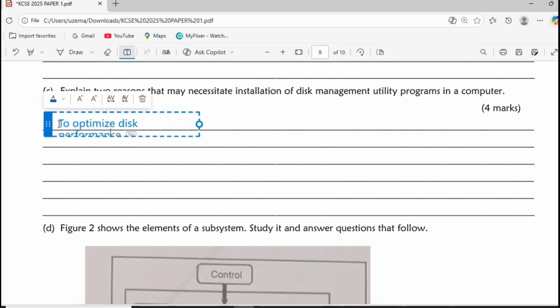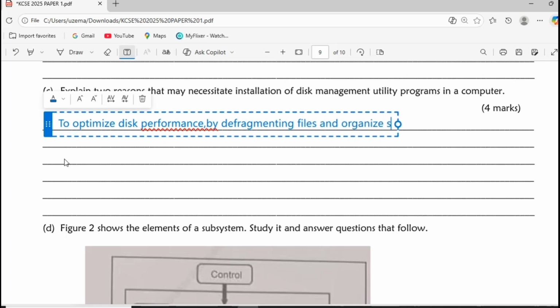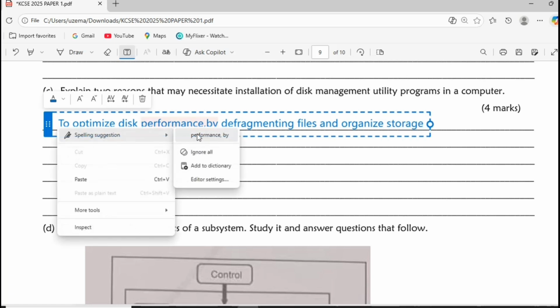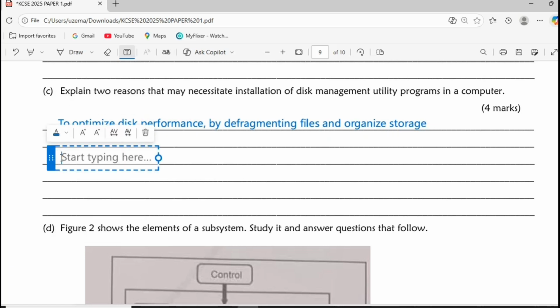Part C, explain 2 reasons that may necessitate installation of disk management utilities. What are some of the reasons that necessitate installation of disk management utility programs in the computer? One is to optimize the performance of the storage media, or disk in this case. That is one reason you might need to install them, to increase the performance.